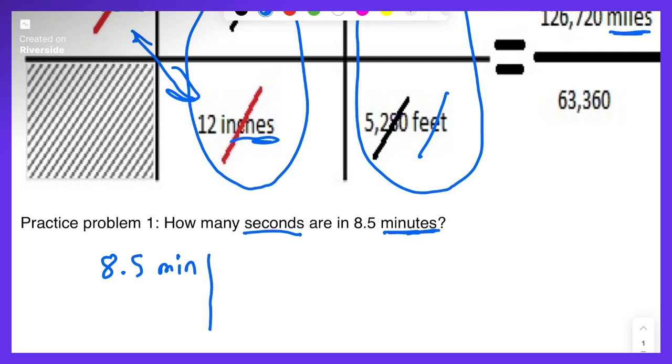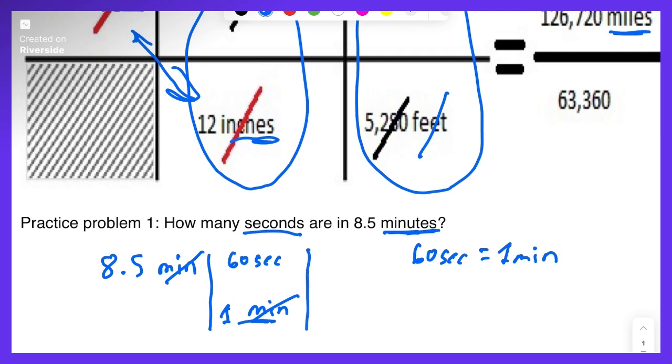And we want to put minutes down here to cancel out the units. So do we know how many seconds are in 1 minute? Yeah, we know 60 seconds is equal to 1 minute. So if we put 1 minute down here, we're going to cancel out these units. And then we can also put 60 seconds up here, because we know 60 seconds is equal to 1 minute. So now we have our end unit. So now all we have to do is do 8.5 times 60. And that gets us 510 seconds.